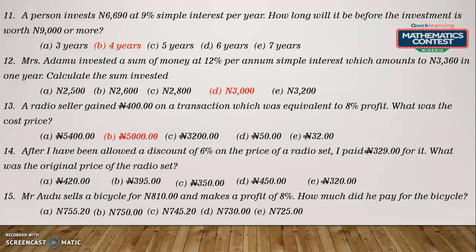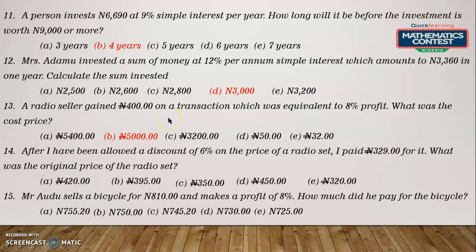A radio seller gained 400 naira in a transaction which was equivalent to 8% profit on the cost price. Now, I gave a similar example to this. So 8% of 100, that is 8 over 100. To get the profit, it is selling price minus cost price over cost price. Now we know this 400 was actually the gain. Since we have the profit already, you don't need to do selling price minus cost price. Just do 8 over 100 equals 400 over x. x will be your cost price. When you cross multiply, you have 5,000 as your answer.